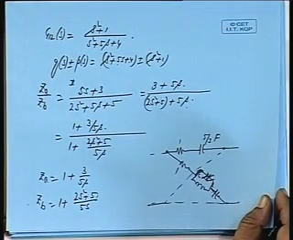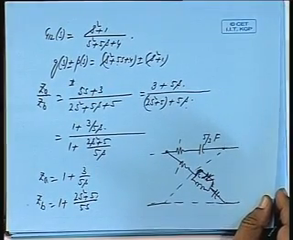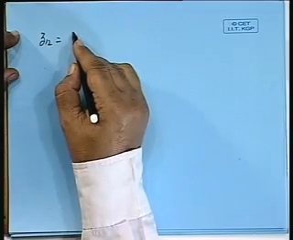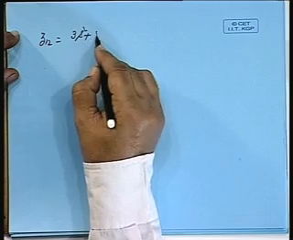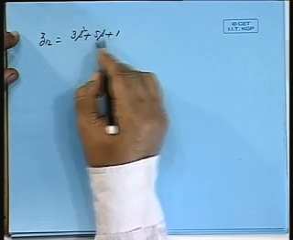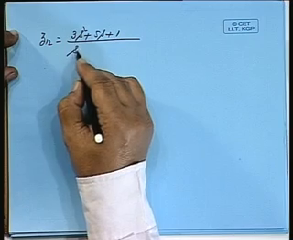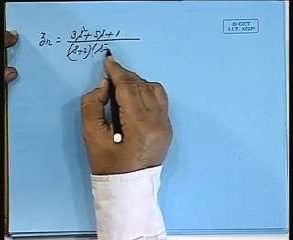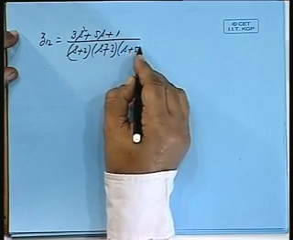Let us take up one or two more examples. It will be easier to follow. Let us take this problem. Z12 is equal to 3s squared plus 5s plus 1 divided by S plus 2 into S plus 3 into S plus 5.